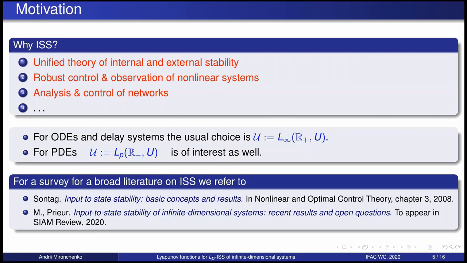For a survey of the broad literature on ISS, we refer to these two papers. The first of them describes the state of the art in the ISS theory of ODE systems, and the second one describes the recent developments in the ISS theory for infinite dimensional systems.